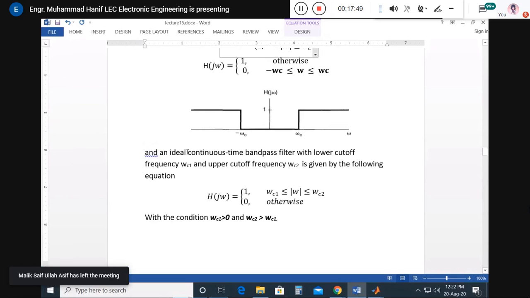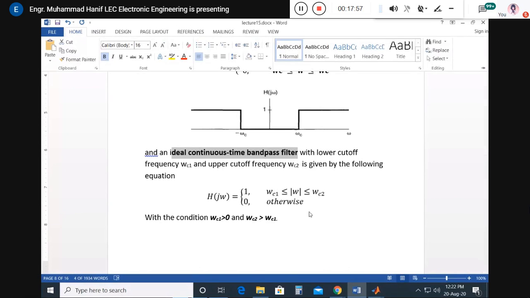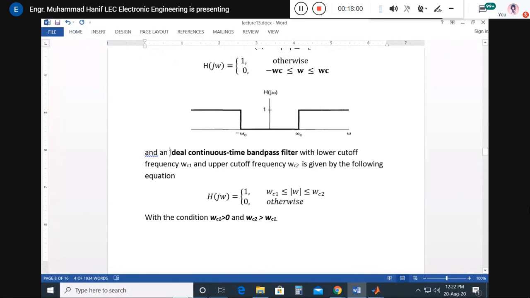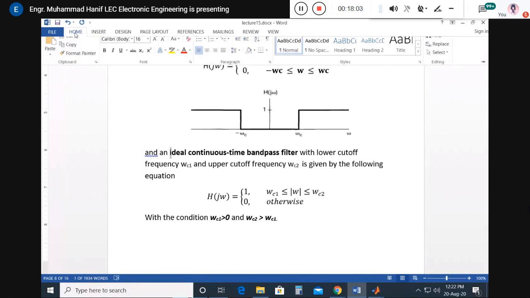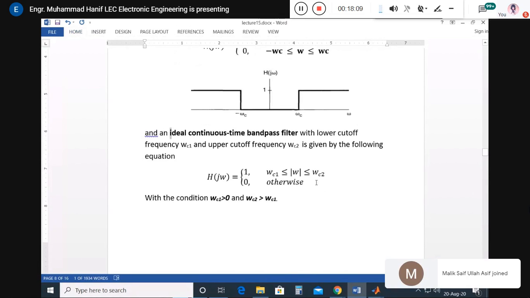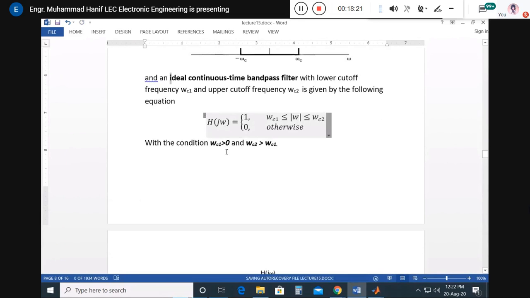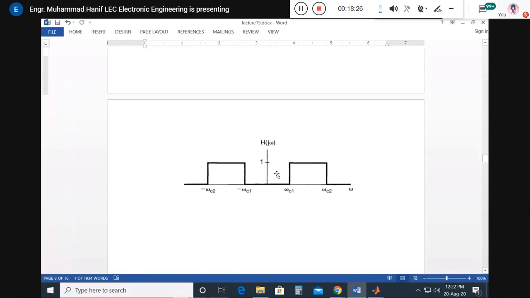Similarly, a third type of filter is the ideal continuous time band pass filter, which is most commonly used. Most commonly used in communication are either band pass filters or low pass filters. So here we say H of j omega equals 1 when the magnitude of omega is between omega c1 and omega c2, and it is 0 otherwise, with the conditions that omega c1 must be greater than 0 and omega c2 should be greater than omega c1. So the band pass filter is given by this equation.